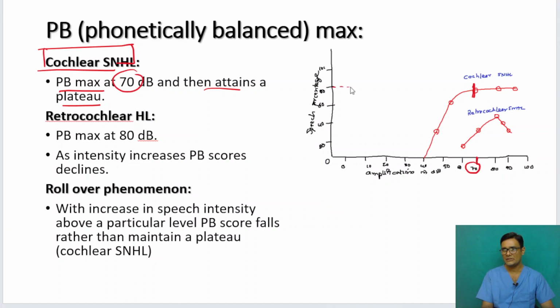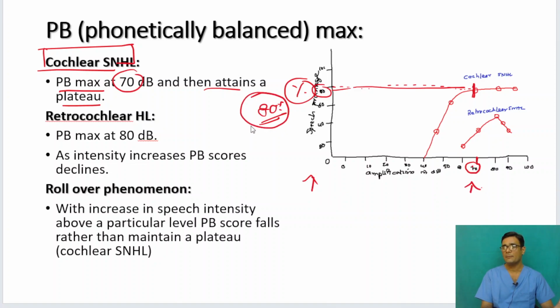And even so, he is not able to reach 100%. He is able to reach only 70 to 80% of words that he can repeat correctly. Only 80% of words can be repeated correctly by this cochlear hearing loss patient, and you get it at 70 decibels. So you have to raise the intensity to a great volume. Also, you are not getting a maximum PB max.